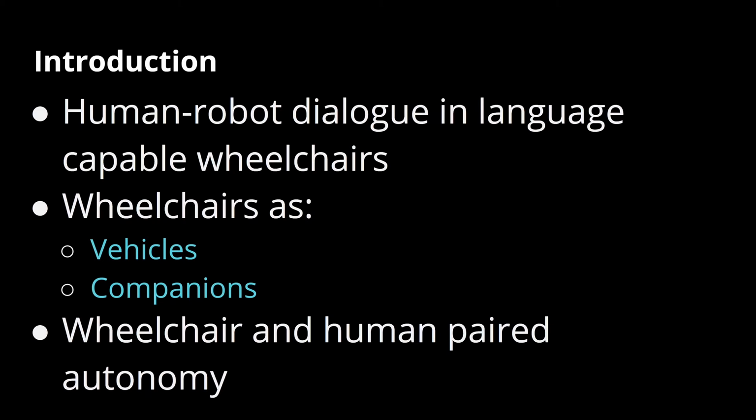And what's so interesting about wheelchairs is that wheelchairs can be seen from two different perspectives. The first is as vehicles, where we treat them more as tools to get us from one destination to another, or as companions, where we expect the wheelchair to exhibit some sort of social behaviors. Additionally, wheelchairs and humans have a paired autonomy. So this means they have shared autonomy, where whatever the wheelchair does affects the human, and vice versa.